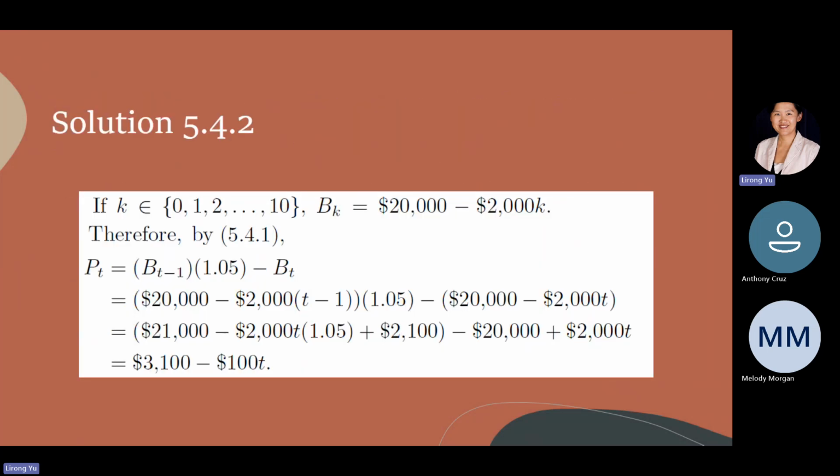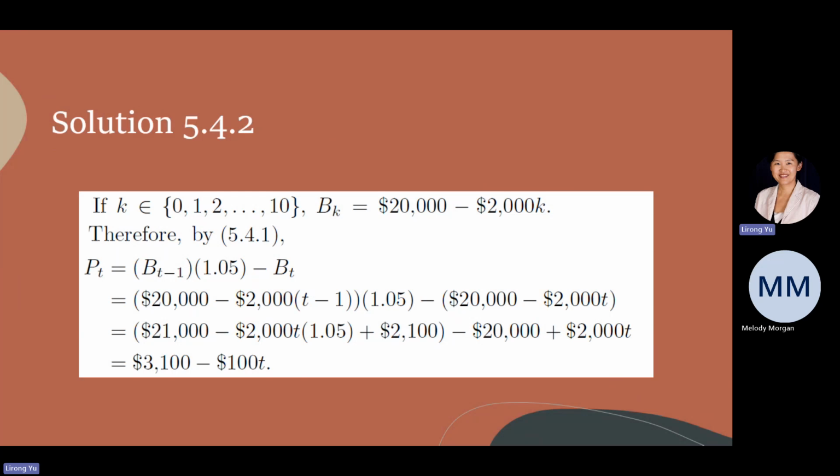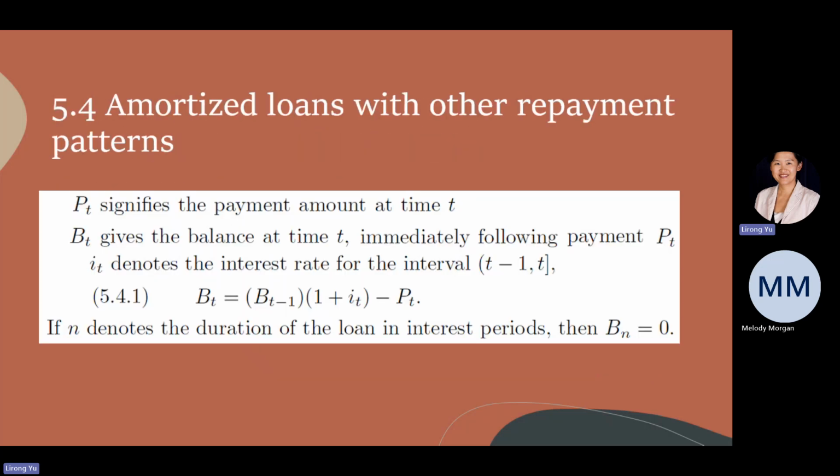So here we are. The relation using the previous formula is BT equal to BT minus 1 times 1 plus i. We have an annual interest of 5%, so 1.05 multiplied by BT minus 1, and then minus PT, that's our formula. So solving for PT from this formula, PT equals BT minus 1 times 1 plus i minus BT, right? So in a way, this relation 5.4.1 is going to be our formula for PT.